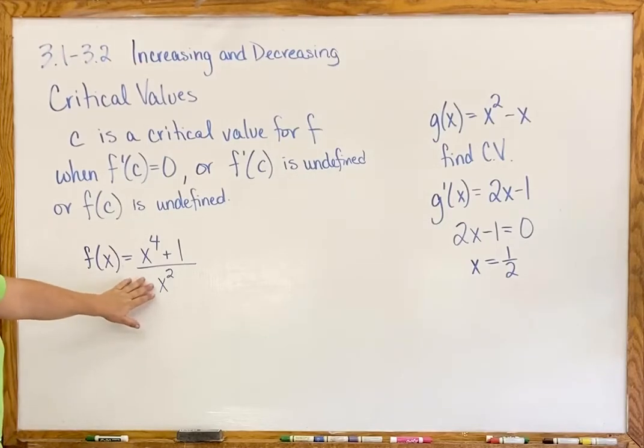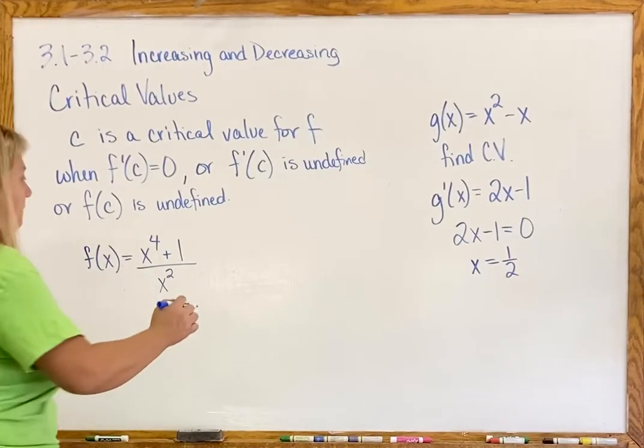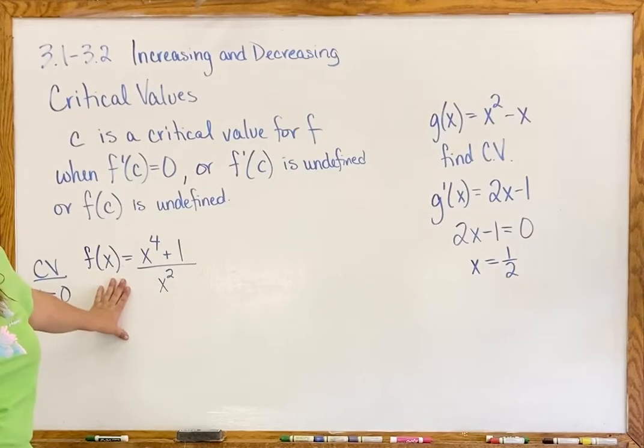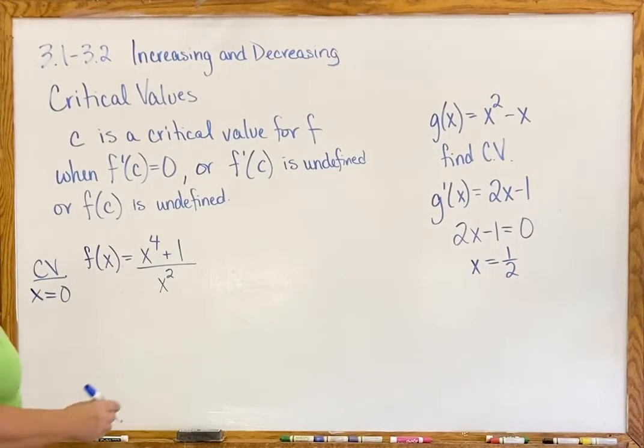So the fact that we have a rational function means that there's going to be a critical value right off the bat where x equals 0. Does everybody agree? Because that's where we're going to have a discontinuity or an asymptote in the denominator. So we can say right off the bat, critical value, x equals 0. Now that doesn't mean it's the only critical value, it just means it's one of them. So we still have to find the derivative and see how the rest of this goes.